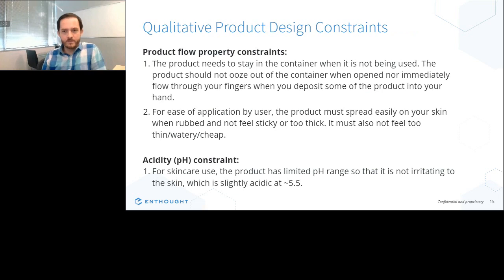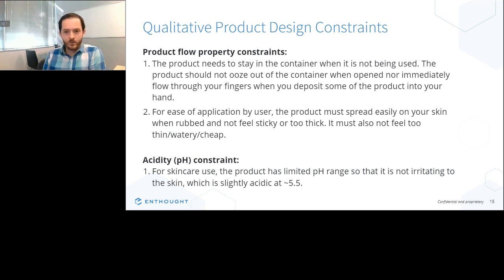But here are some qualitative product specifications that one might get from the product marketing side. The product needs to stay in the container when it's not being used. If I simply open the container, the product should not ooze out. Or if I scoop or squirt some product into my hand, it should not immediately flow through my fingers. However, at the same time, the product must easily spread on my skin as I rub my hands together. It also can't feel too thin or watery so as to seem cheap.